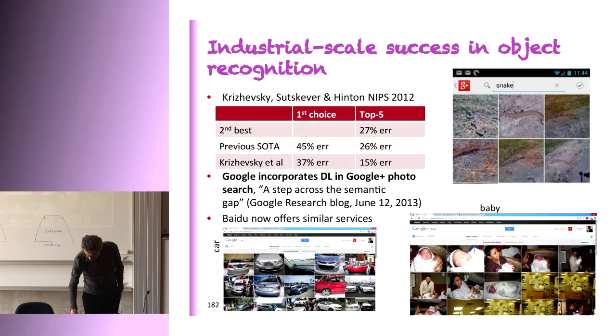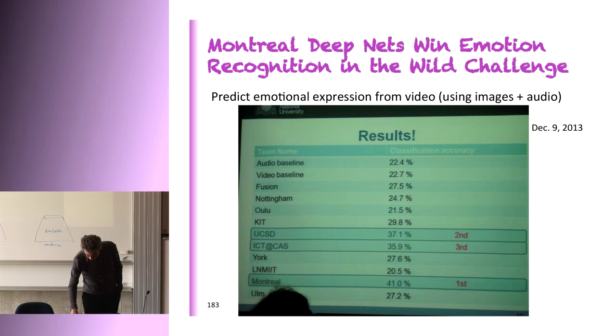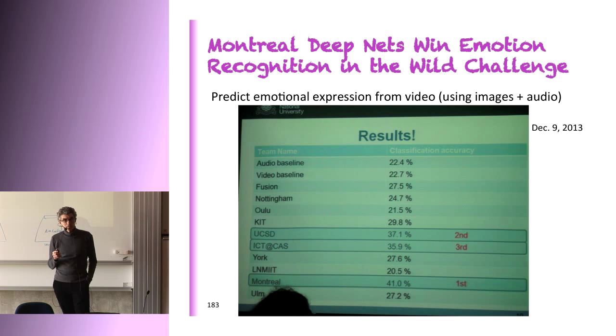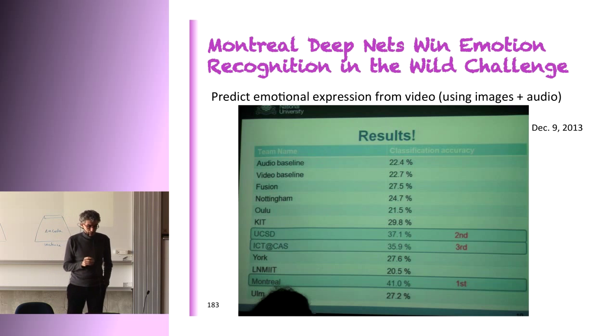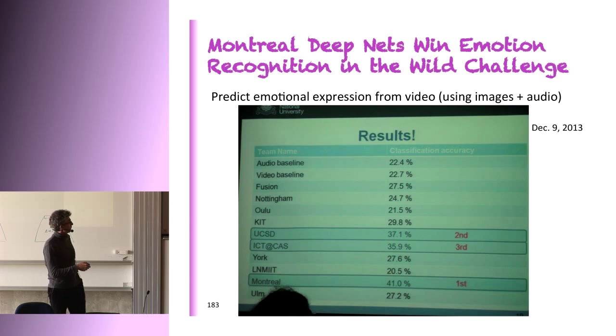I've played with it, and it's surprisingly good. In my lab, we participated last summer in a competition for recognition of emotional expression from images of faces, actually from short movie clips, so from Hollywood movies, and using a combination of deep nets for audio, video, and image. We won this competition by an interesting margin, achieving 41% accuracy, whereas the next best were around 37 and 36%.